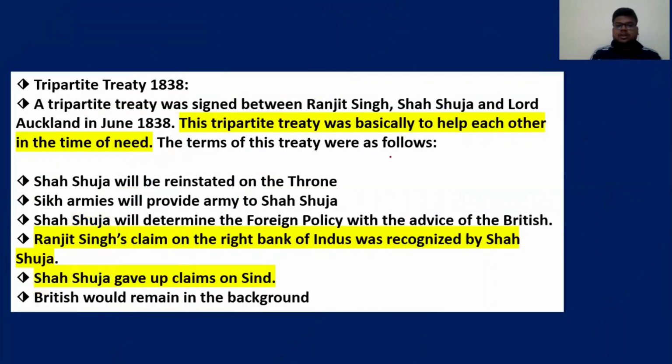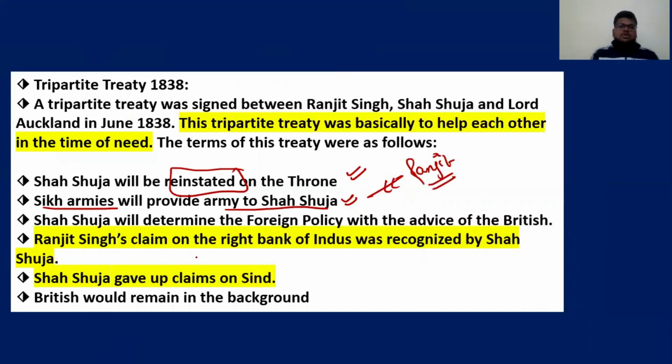Let us see what are the things that are being said, one by one. Shah Shuja will be reinstated on the throne. The Sikh army will provide army to Shah Shuja, so Ranjit Singh will help Shah Shuja against Dost Muhammad. Shah Shuja will determine the foreign policy with the advice of the British, so the British will be advising Shah Shuja with respect to foreign policy, especially versus the Russian threat.